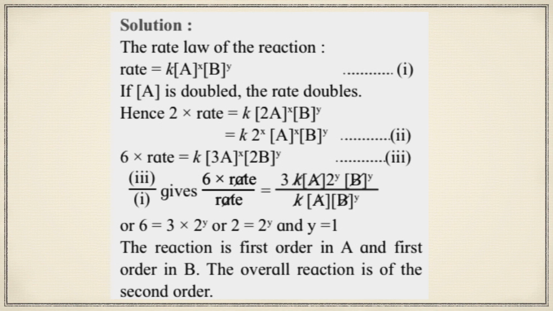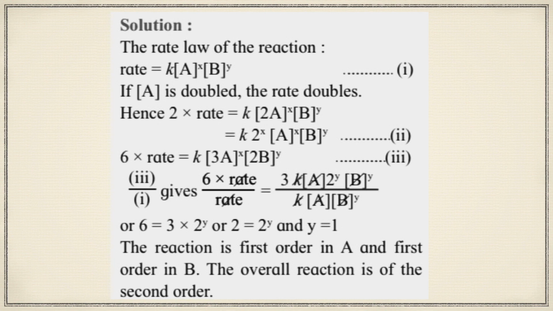Now why have we multiplied it by 2? Because with the first condition, when A is doubled, the rate doubles. Therefore I have multiplied it by 2 in the rate, and even with the concentration of A, I have multiplied it by 2. Therefore I will get K into 2 raised to X into concentration of A raised to X into concentration of B raised to Y. So this I will write as equation number 2.